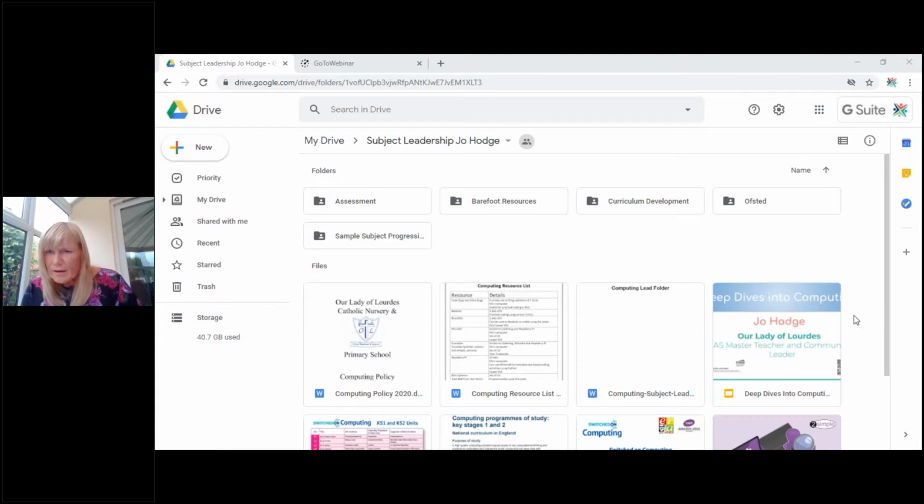Somebody's asked, do you have an example of the passport that you talked about that you can share? I haven't got an example of a passport because we're going to use a book, but I do have.